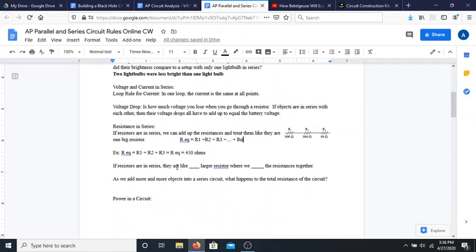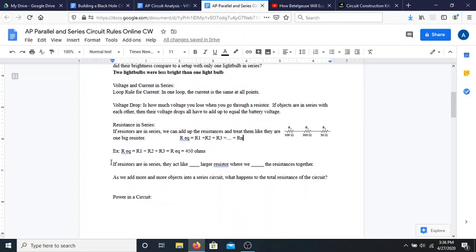All right? So, if you can, take like 15 seconds, answer this little question. So resistors are in series, they act like blank, where we blank the resistances together. And honestly, the fill in the blanks are kind of up to your own choosing because there could be different things. But basically, we're going to say that if resistors are in series, they act like one larger resistor where we combine the resistances together.